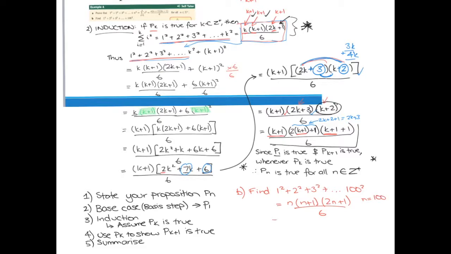So we're going to have 100 times 101, times, well, that's going to get us 201, I reckon, 201 over 6. So that's just me subbing in 100 where all the n's are. And that should give us, if you put that in your calculator, 338,350.